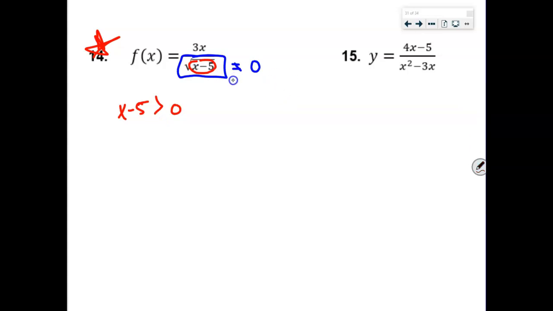All right. So this we kind of already figured out. You don't have to worry about that. But here you just add the 5. So as long as your x's are greater than 5, we're good.